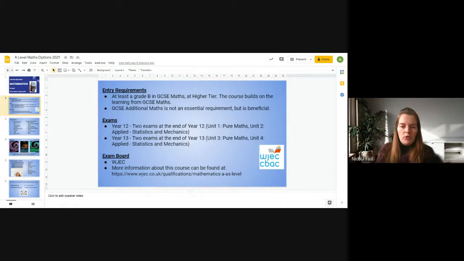And year 13 follows just the same model. Again, 2 exams at the end of the year. Unit 3 is pure maths and Unit 4 is the applied maths. And the year 13 work builds on the year 12 work. Okay, so the content covered in year 12, you then build on that and there's new content in year 13.